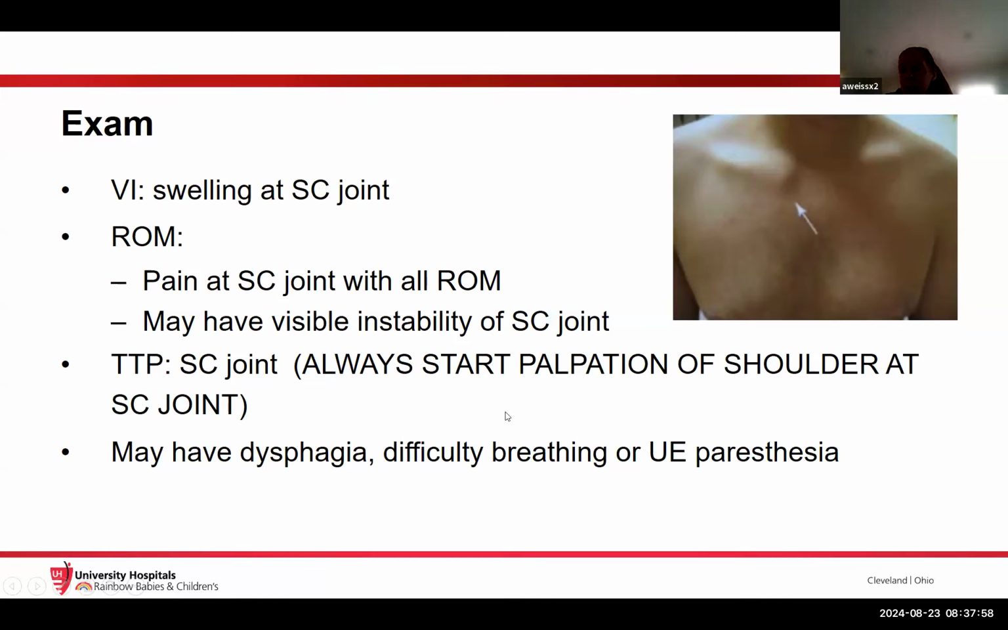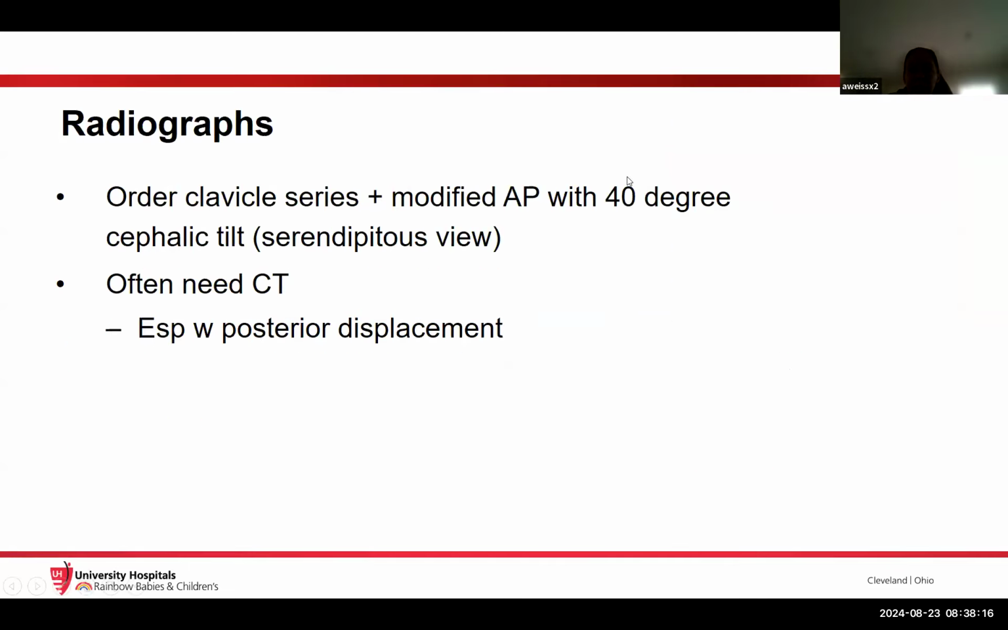So remember, you may be on the sideline with these people. If you're going to send someone to the emergency department and you're worried about their SC joint, send them with a piece of paper saying that that's what you're worried about, because otherwise people may not think of it. And usually we have to get a CT scan to see it well. A clavicle series can help some, I suppose, but I don't think we've ever been able to get away with just doing a clavicle series for these.